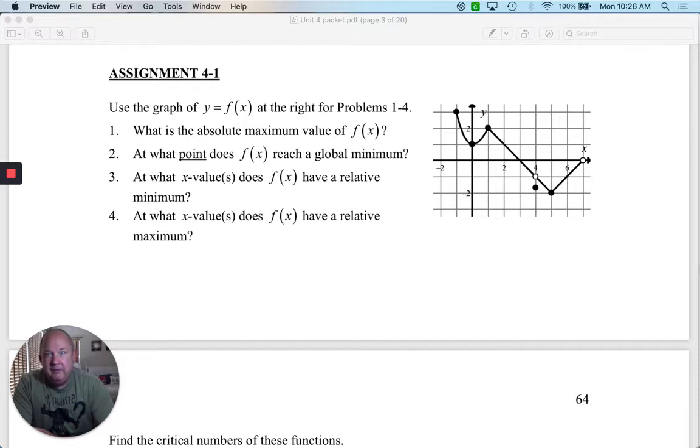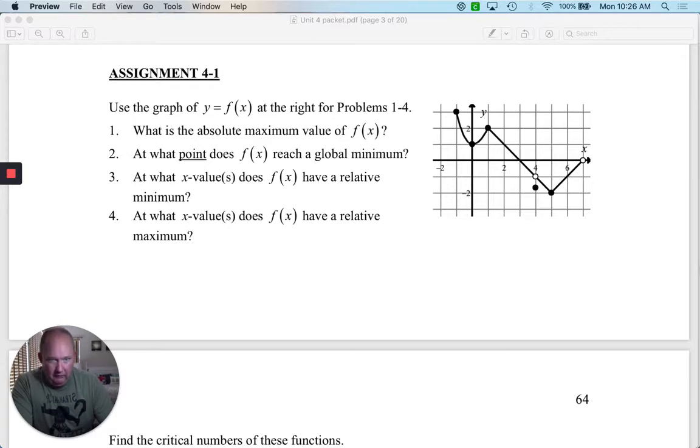At what point does the function reach a global minimum? So the word absolute and the word global mean exactly the same thing. So they're saying the same question, but this time the word minimum, and again it's looking for the point, but it has to say specifically the point, and if it didn't say the point, if it just said global minimum, then it would be the y-coordinate again.